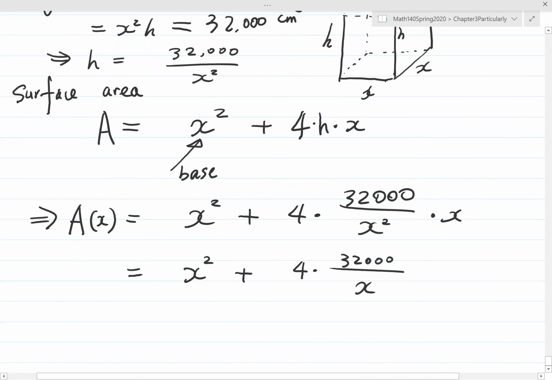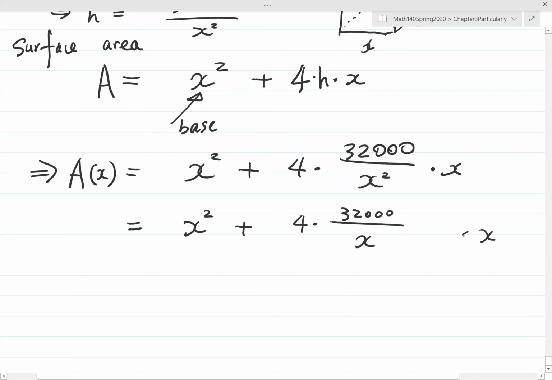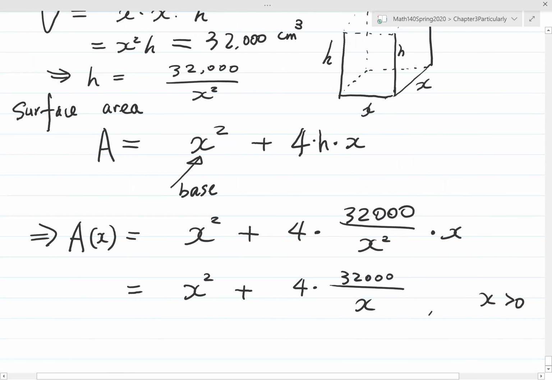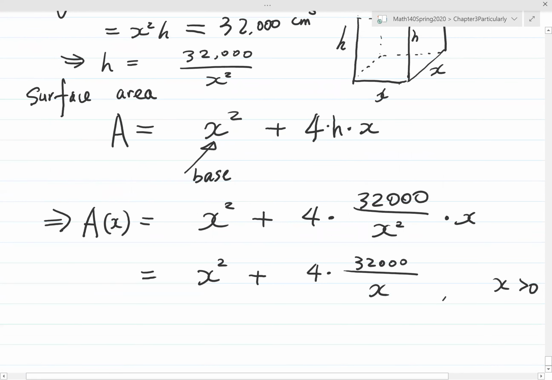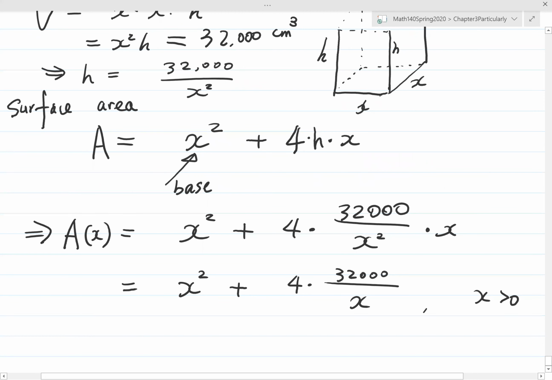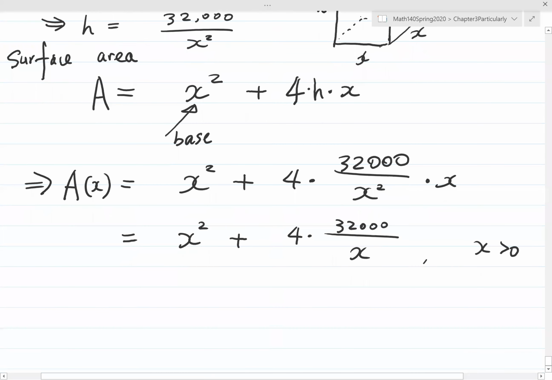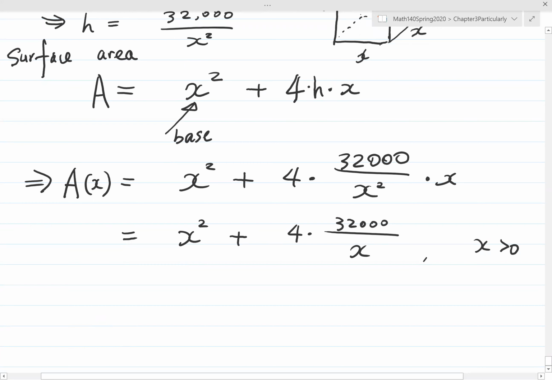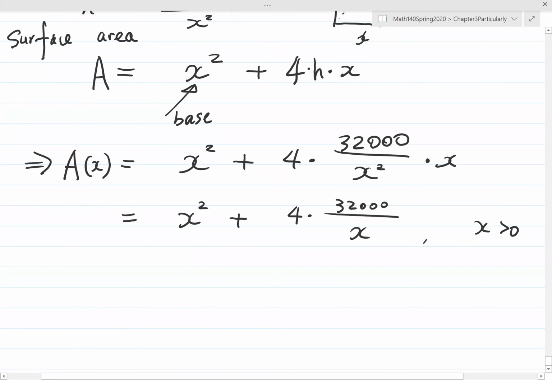x will be positive. A negative value doesn't make sense. This turns out to be the only restriction on x. x can be arbitrarily large if the height is really small, although this is nonsense in practice. Here it turns out x can be arbitrarily large in theory. Then we differentiate to find its minimum.